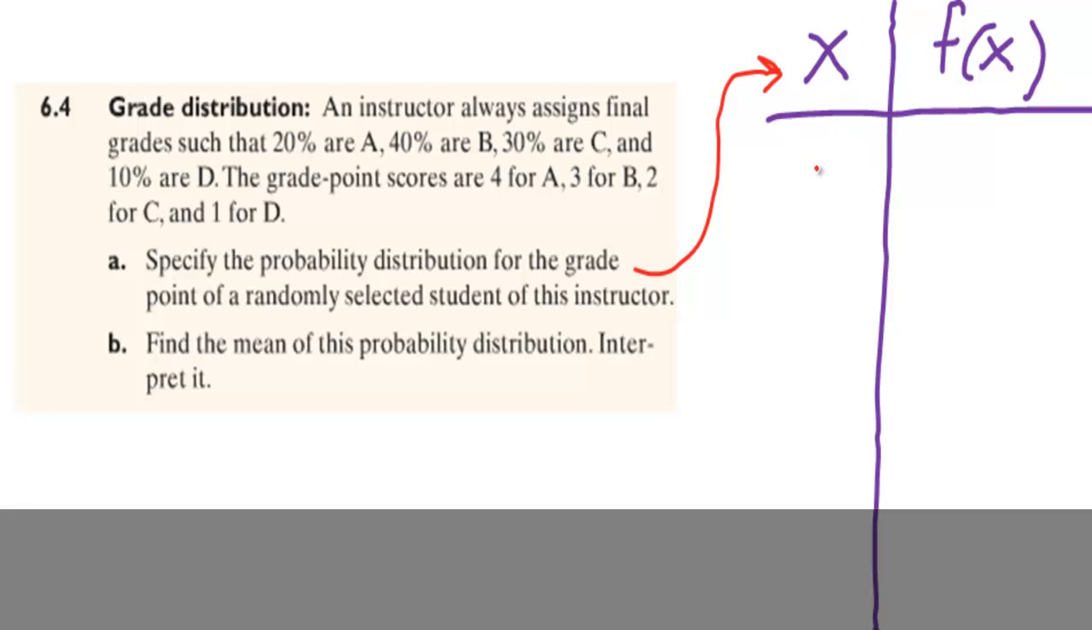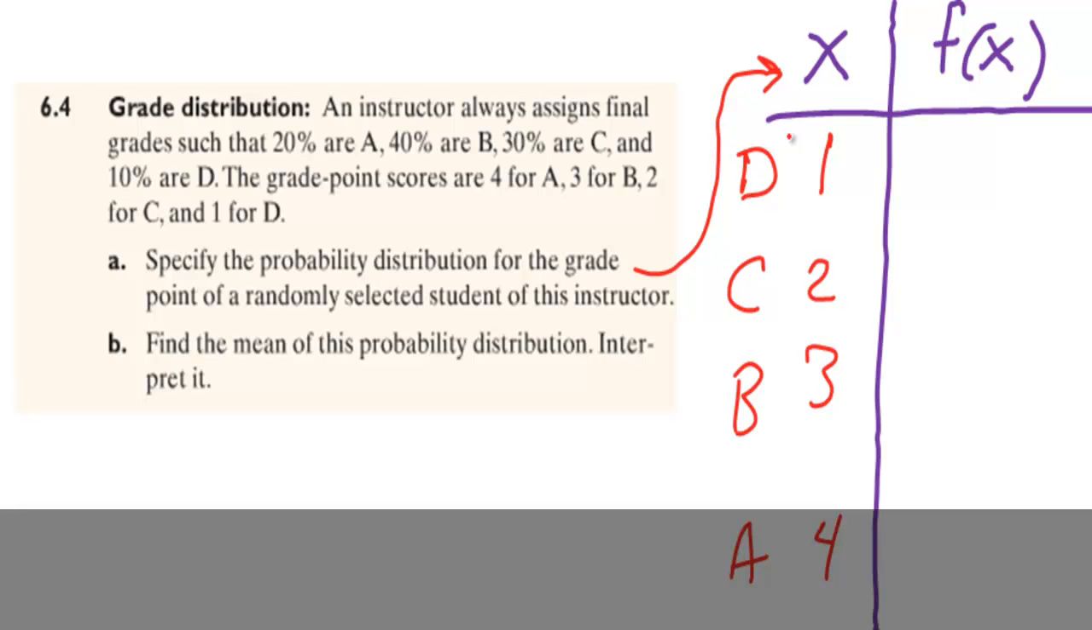So for my X values, when I filled them out, I put D, C, B, and A. And A, they said, was 4, so A is 4.0, B is 3, C is 2, and D is 1.